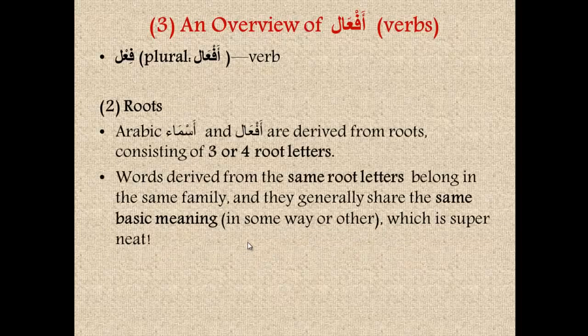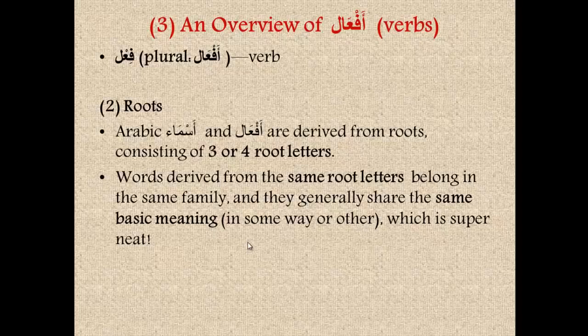Now concept number 2 is the idea of roots. Arabic asma and af'al are derived from roots. What are roots? They are 3 or 4 root letters, so 3 or 4 letters from the Arabic alphabet. Words derived from the same root letters belong in the same family. So an easy way to think of roots is to think of them as building blocks. You have 3 or 4 unique building blocks from which you can assemble a wide and diverse array of words.